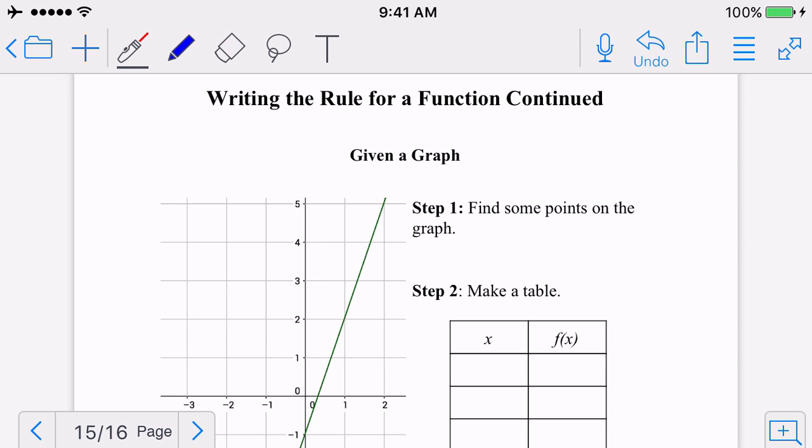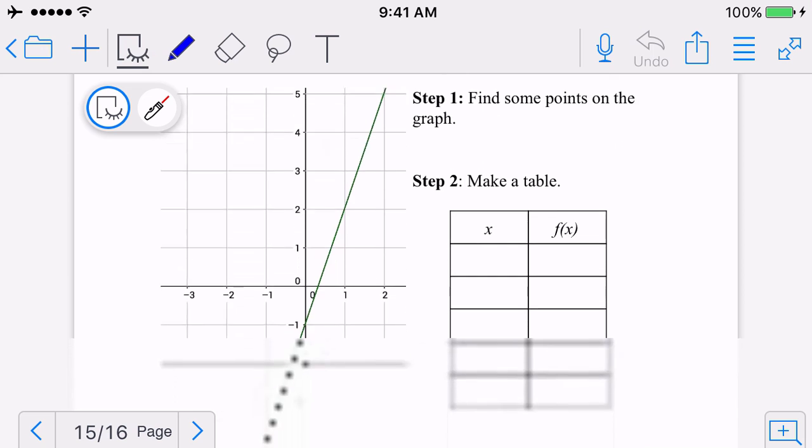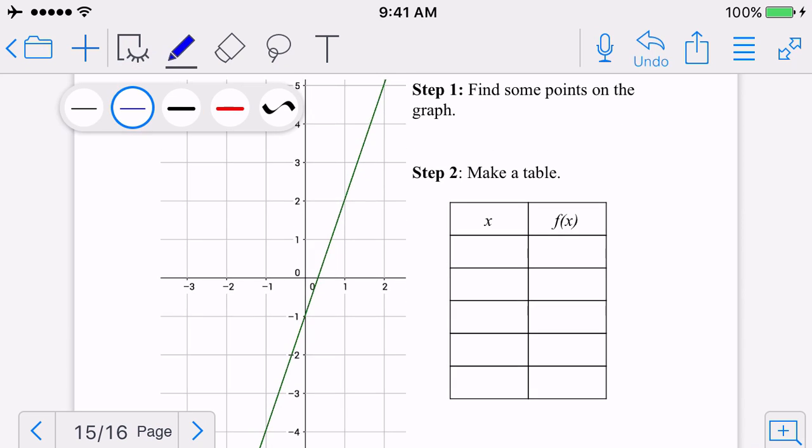So one of the easiest things to do is to find some points on your graph. That's step one, and then make the table. We've already learned how to write the rule based on the table, so that's what's going to help us there. So first we got to find some points. You want to look for points that are easy, like whole numbers. So look for some good intersections.